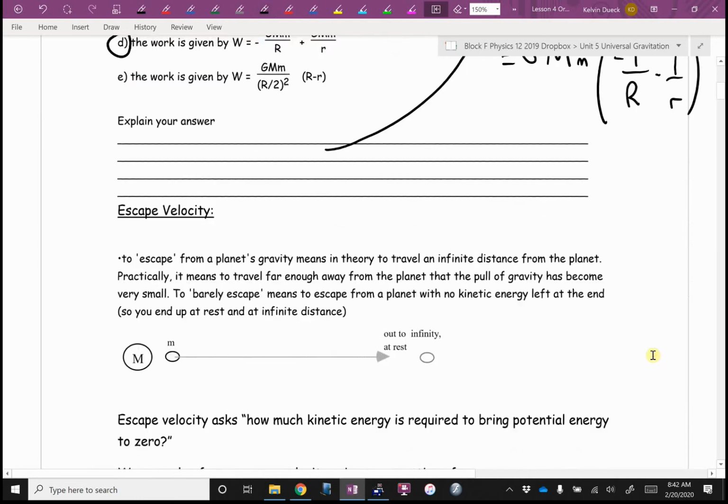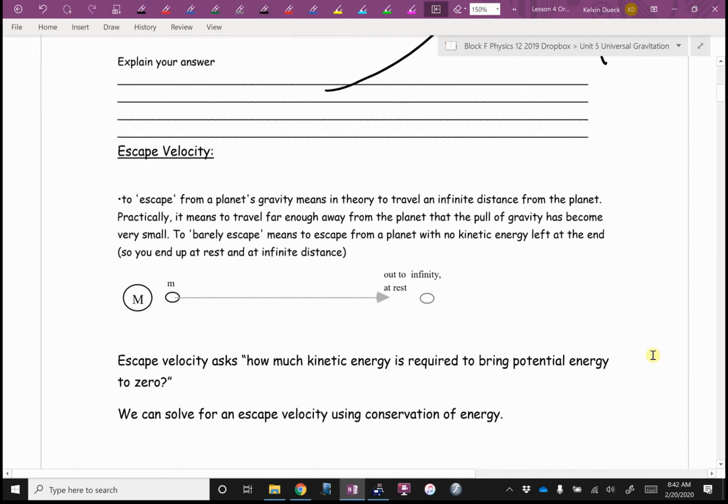Let's talk about escape velocity. By the way, it should be escape speed because it is a scalar, but in the industry they call it escape velocity, and so, Chad, reluctantly, I'll call it escape velocity, but I'm telling you we're going to solve it using a scalar method because it is a scalar. So escape velocity, speed, speed.